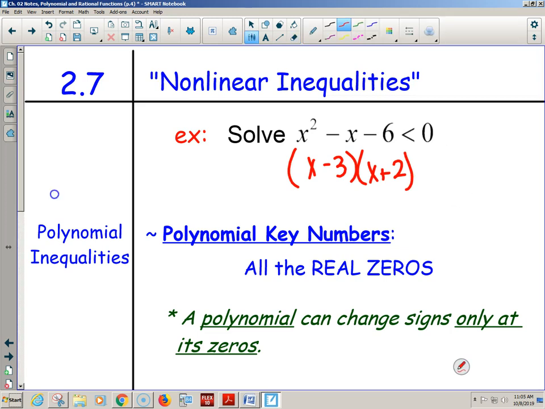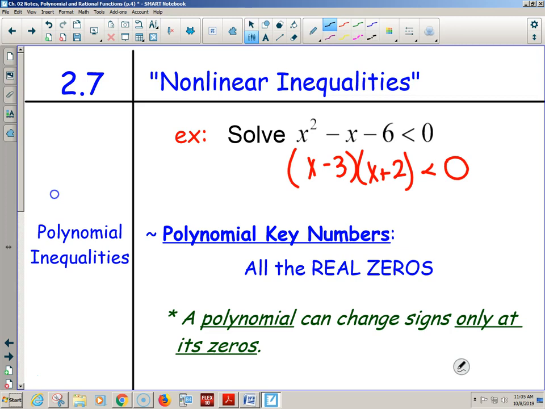It'd be x equals 3 and x equals negative 2. But we're not looking for equals. We're looking for less than. So it'd be negative 2, because negative 2 is less. It's the 0. But right? Less than, that one's less than 0. 3 is not less than.